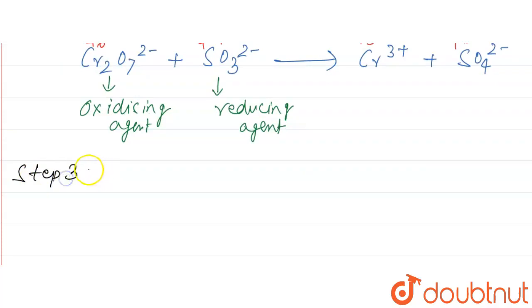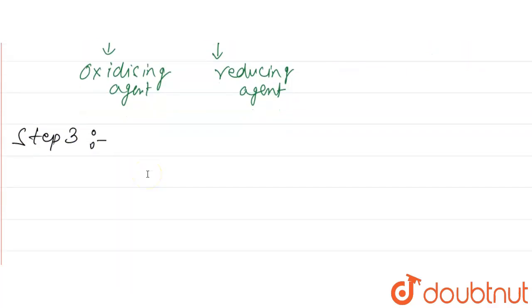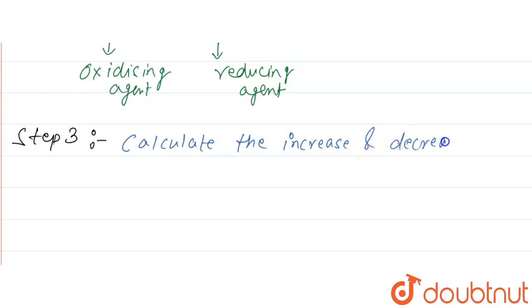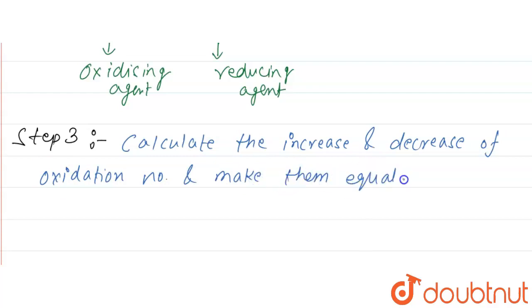Very good. Now in step 3, what we have to do? In step 3 we have to check and calculate the increase and decrease of oxidation number and make them equal.